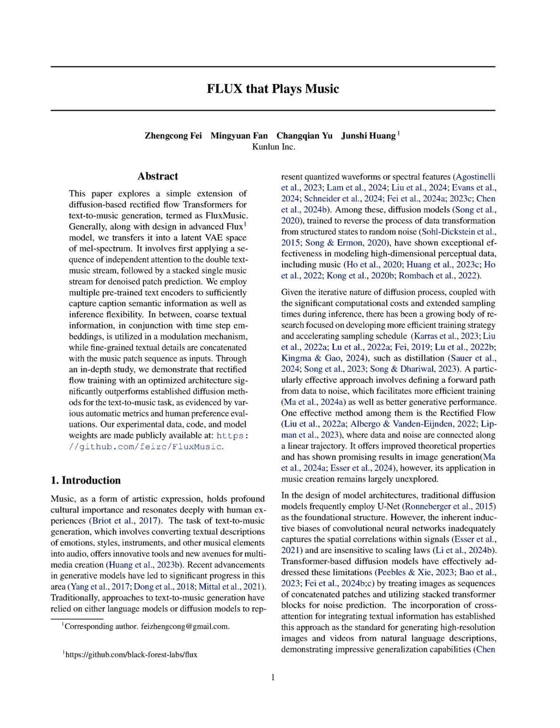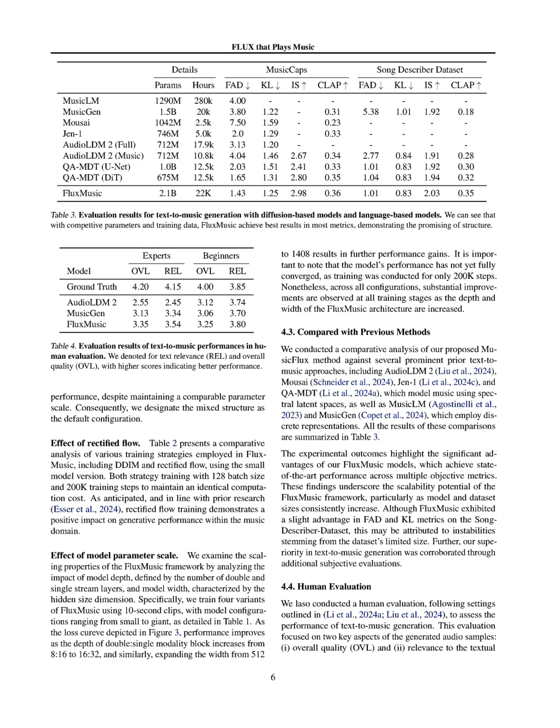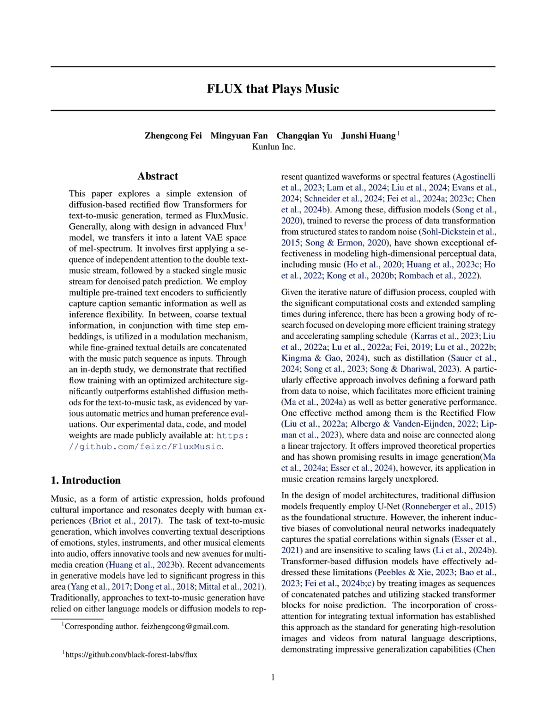FluxMusic offers several theoretical and practical advantages over traditional diffusion models and other text-to-music generation methods. Firstly, it employs a rectified flow training strategy, which enhances generative performance and training efficiency compared to conventional methods like DDIM, as demonstrated in the comparative analysis. Secondly, the architecture integrates a double stream block for independent processing of text and music modalities, allowing for a more nuanced interaction between the two, which is not typically achieved in U-Net-based models.